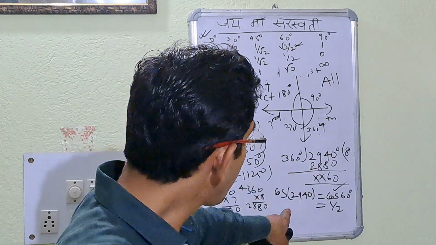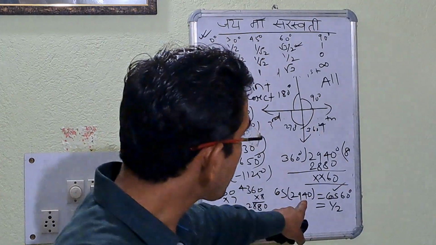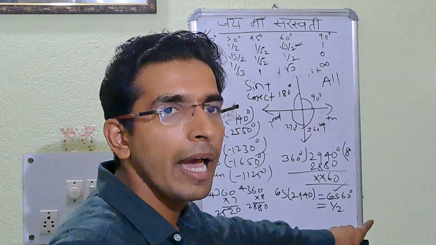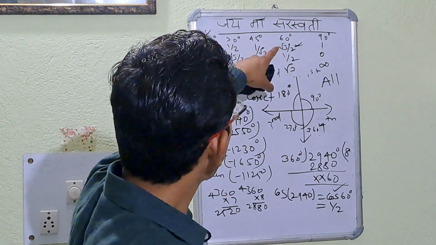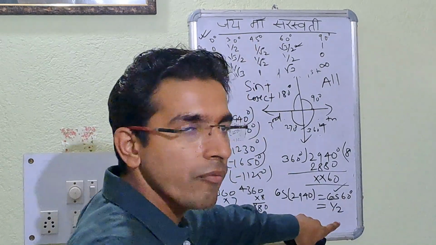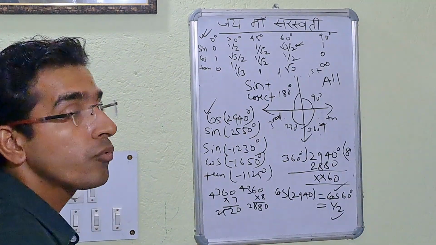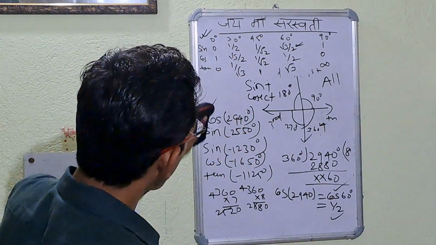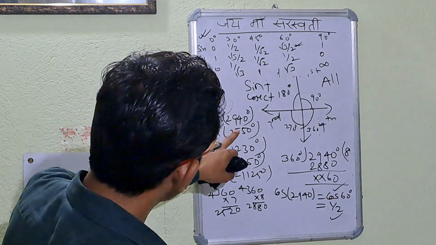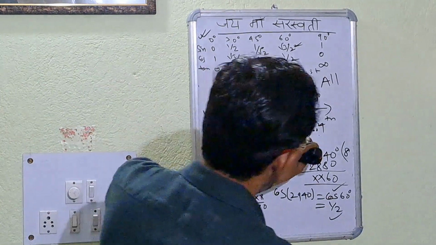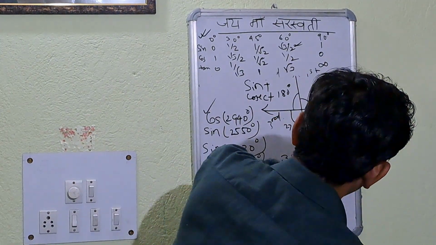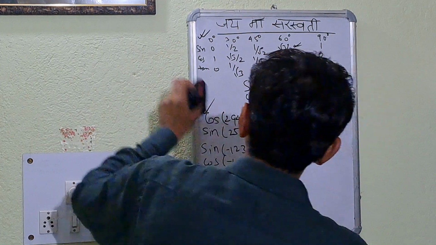So we will write here cos 2940 is equal to cos 60 degree, and we can easily check in the table that the value of cos 60 is half. That is the easier method. So this is the particular rule, that is the fourth rule. We will see some more examples here, that is cos 2550 degree.